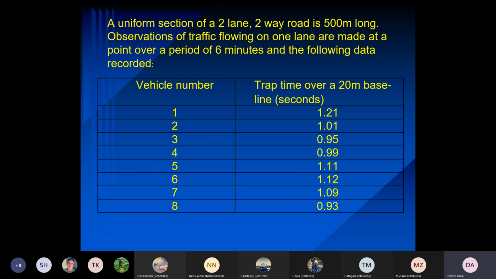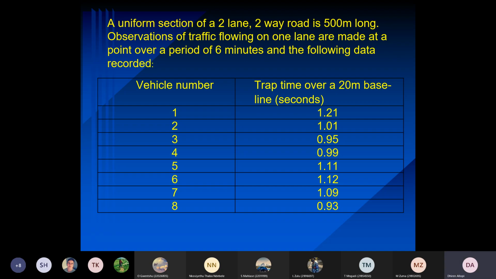And then from there, we went on to look at a typical example. We looked at an example where you had a uniform section of a two-lane, two-way road. You're given the test section, 500 meters. You're given the observation period, 6 minutes. And you observed 8 vehicles over a 20-meter trap line. And you observed the time it took those 8 vehicles to cross that 20-meter baseline, the time in seconds recorded. So obviously, you have the time, you have the distance, 20-meter baseline, from which you can quite easily determine the speed.